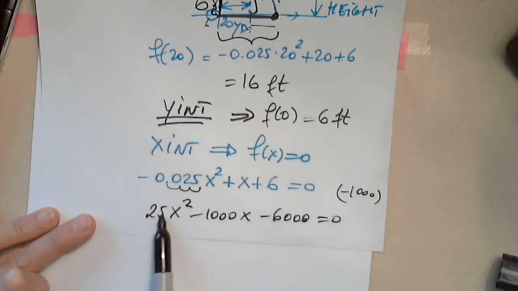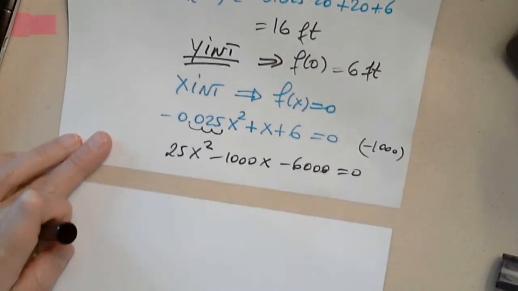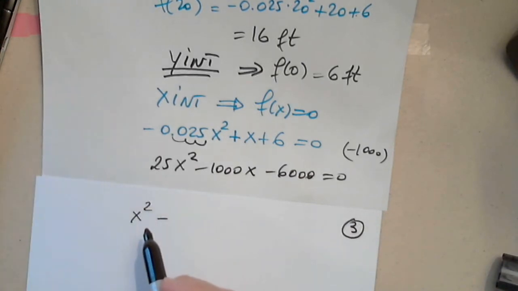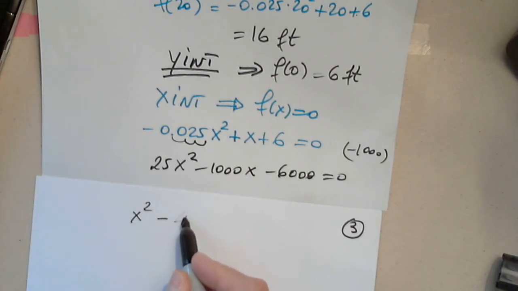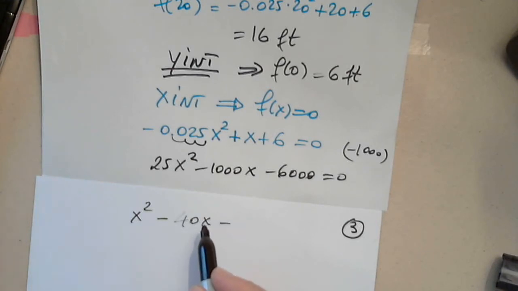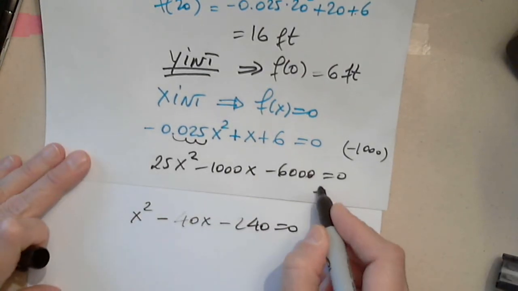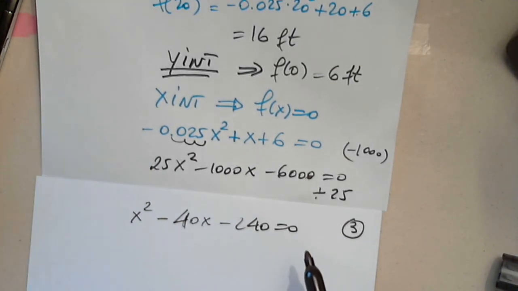And of course, I'll divide everything by 25, to get rid of that. So then I have x squared minus, and when I divide 1,000, I don't need a calculator, but when you divide 1,000 by 25, you get 40x. When you divide 6,000 by 25, you get 240. So we divided by 25. And this is more human. Easier to put in the graphing calculator.